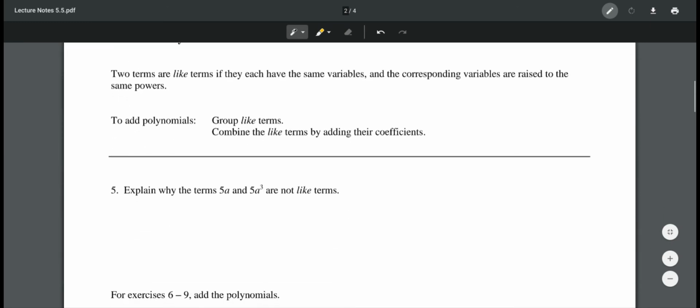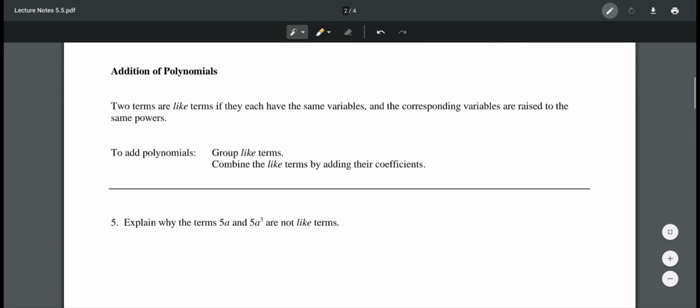Now, there are 2 different ways that you can add polynomials together. If 2 terms are like, they have the same variable and the corresponding variables are raised to the same powers. So in order to add polynomials, you need to be thinking, I need to group my like terms, and then I combine the like terms by adding their coefficients. Notice it does not say anything about changing their powers or their exponents. You just need to add the leading numbers, the coefficients out in front.